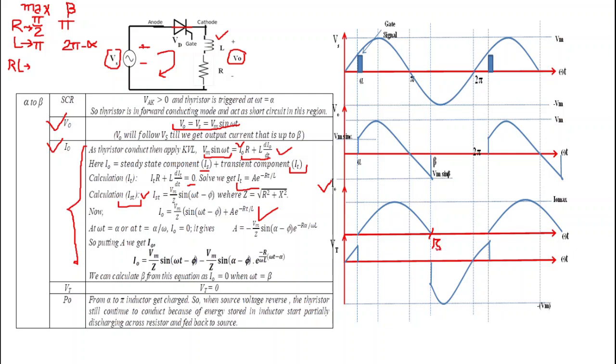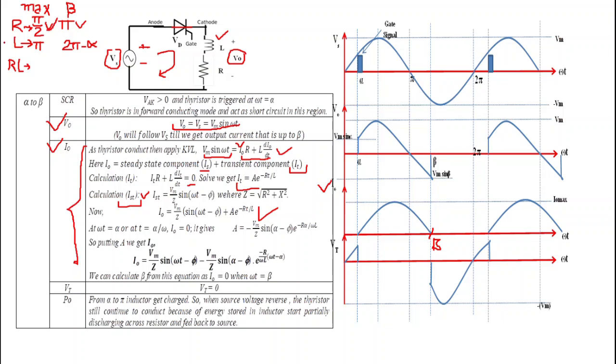And the second point we have to remember regarding this current I naught is, we know that in case of one phase half wave control rectifier with R load, we get maximum value of current at pi by 2, and we get current up to beta, and beta is equal to pi. So in case of R load, maximum value occurs at pi by 2 and we get current up to pi.